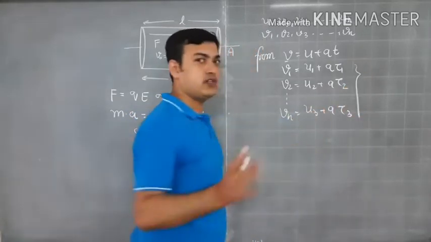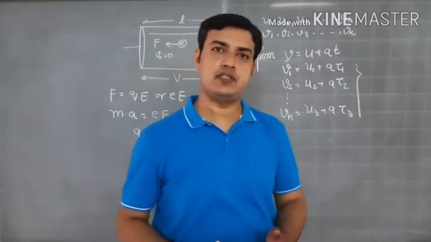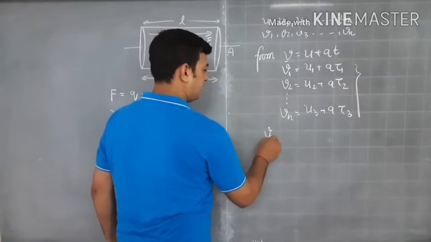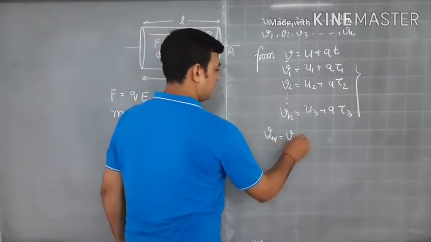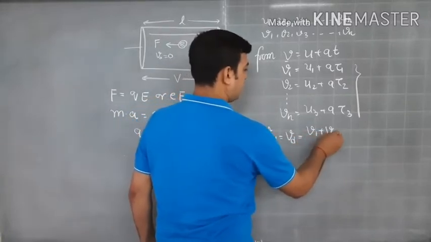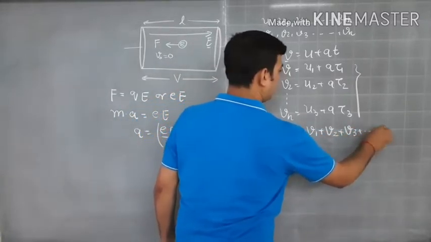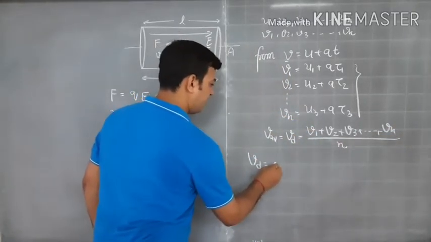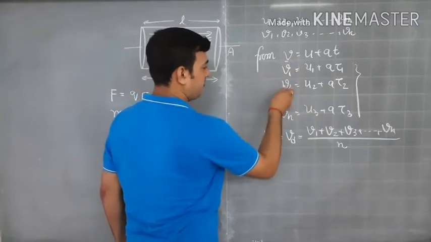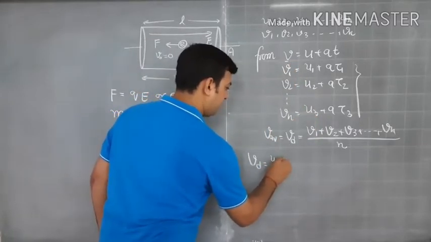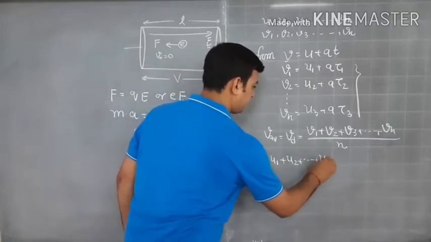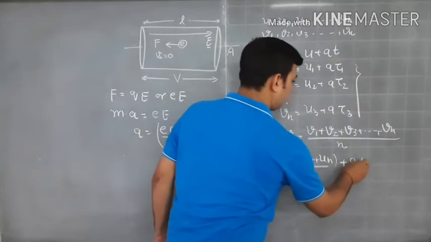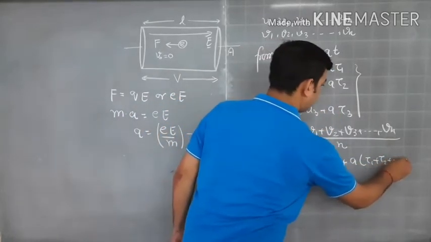As per the definition of drift velocity, it is the average velocity gained by an electron. So I will take the average of all these final velocities, and that average is the drift velocity. Putting in the values of v1, v2, v3 and so on and simplifying, I can write it like this: the initial velocities term, plus a, which will be common in all, times tau1 plus tau2 and so on, divided by n.